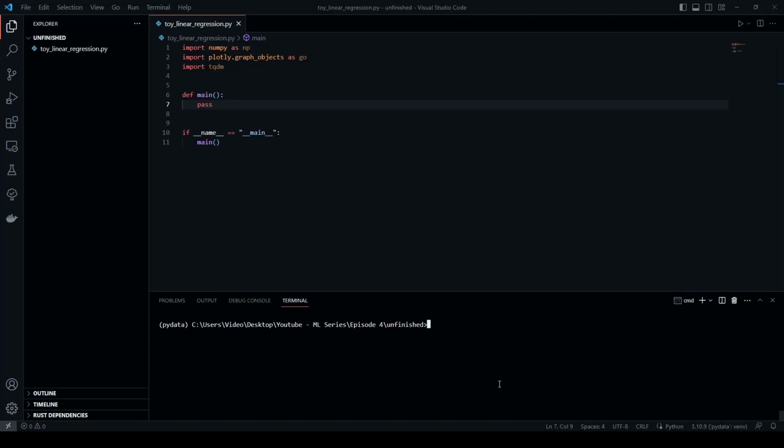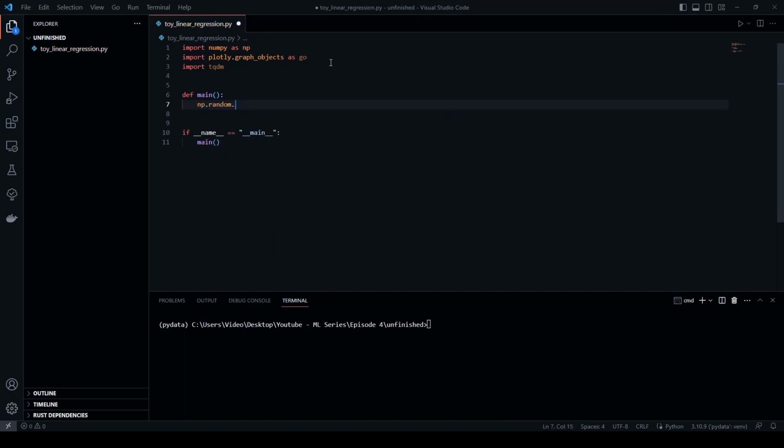Today is the day where we'll start training our first machine learning model. As you can see, we are starting from scratch. We just have a main method. I've only imported 3 libraries which we'll use. We will use NumPy for the computations, Plotly for the plotting, and TQDM for getting nicer progress bars in our terminal. But essentially you can leave TQDM out. It's just for aesthetics.